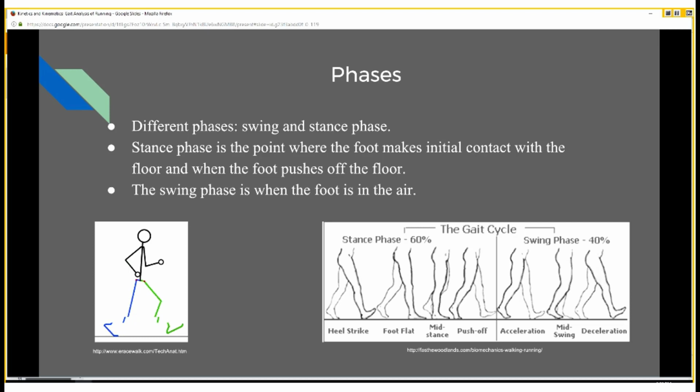You can see it in the photo on the left. When the leg is in blue, it's in stance, and when it's green, it is in swing. And on the right, I just gave the two basic phases. You can split them up into more sub-phases, heel strike, push up, all that.